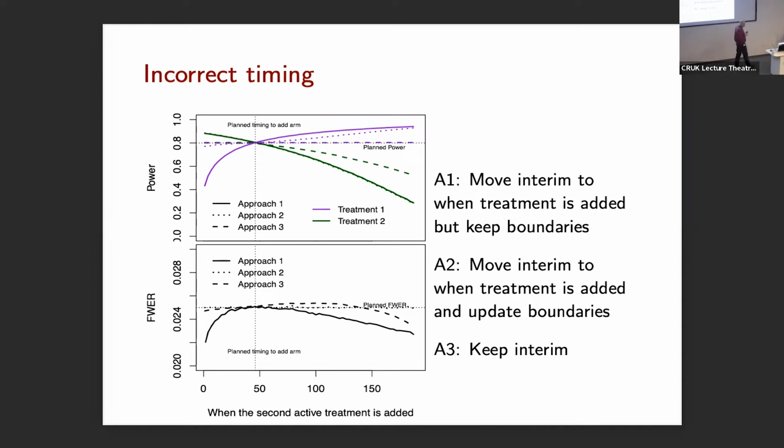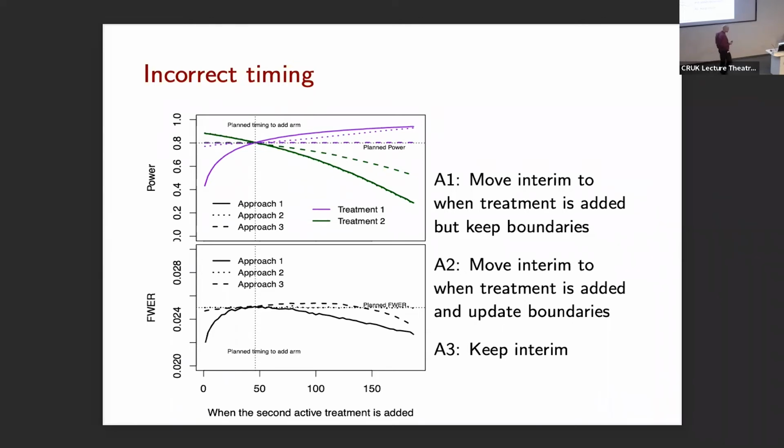In my graphs, what you see on the x-axis is the timing of when you add your new treatment, and that dashed line indicates when we had planned to add this new treatment. In the top graph, you see the power. In the bottom graph, you see the family-wise error rate for this procedure. And as you can see, at that one point where the dashed line goes through, everything looks great, right? My family-wise error rate is controlled, and I get 80% power as I would have planned in my study.